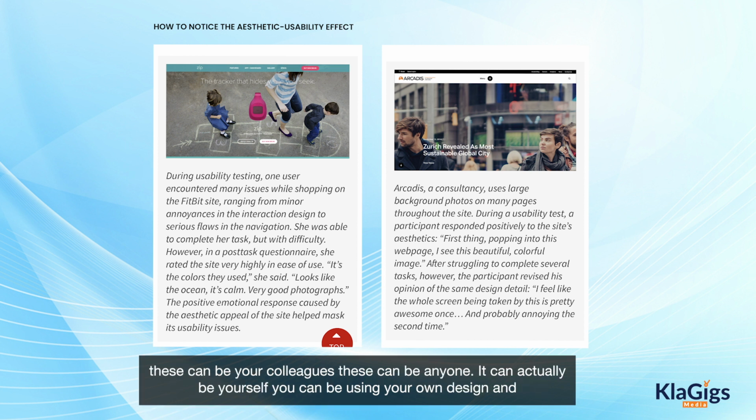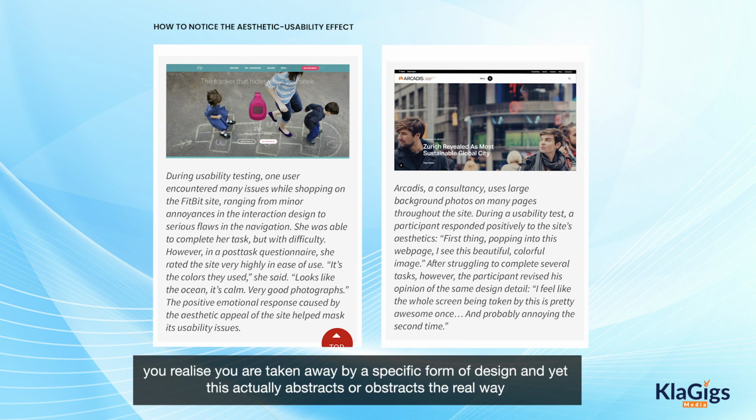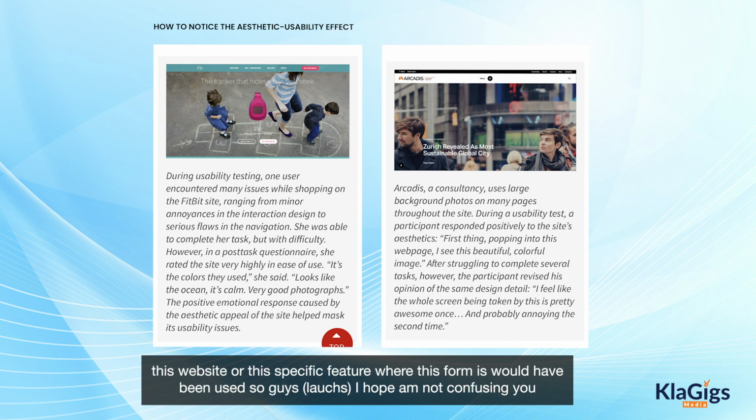This can be your colleagues, this can be anyone. It can actually be yourself. You can be using your own design, and you realize you're taken away by a specific form of design, and yet this actually obstructs the real way this website or this specific feature where this form is would have been used.